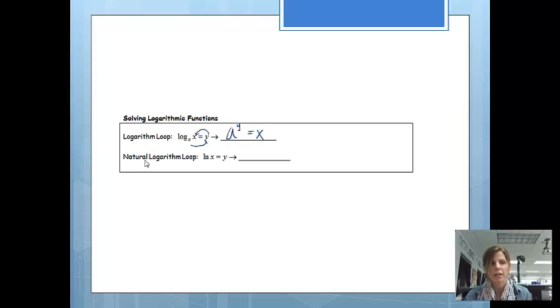All right. The natural logarithm loop, since the base is e on this one, we're going to get e followed along. So I'm going to get e to the y is equal to x. And what we will use this for is to help us as we're actually solving those logarithmic functions. So we'll rewrite it like this, and then we'll go ahead and work out the problems.